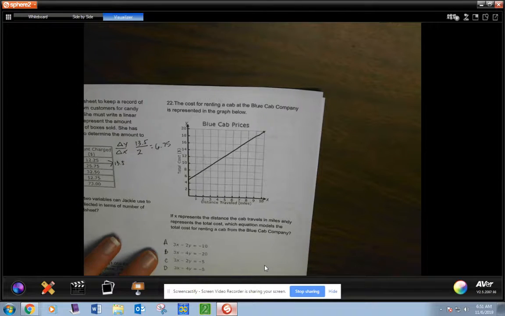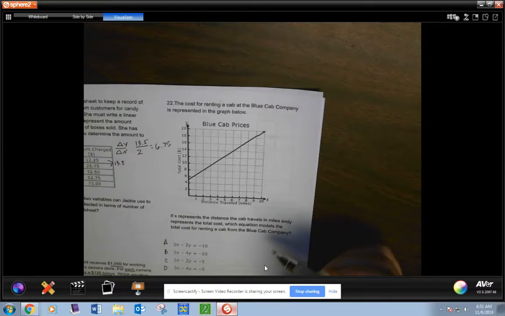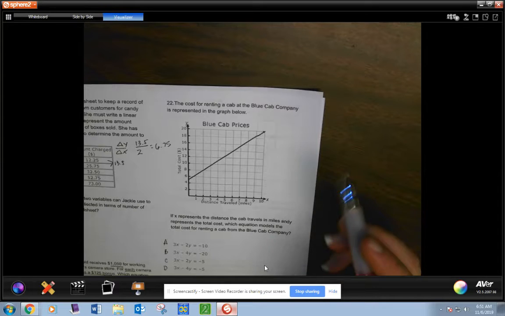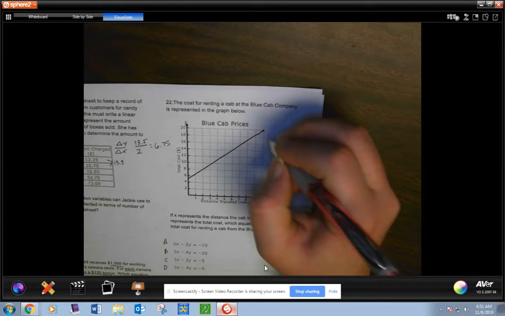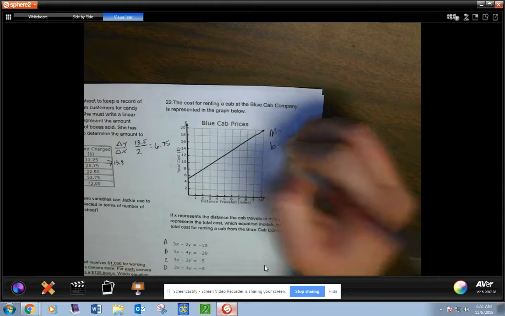For 22, the cost of running a cab at the Blue Cab Company is represented in a graph below. If x represents the distance the cab travels in miles and y represents the total cost, which equation models the total cost for renting a cab from the Blue Cab Company? Okay, so the first thing you need to do is come up with the equation, m equals and b equals.